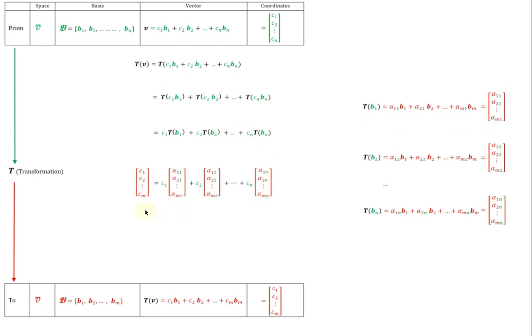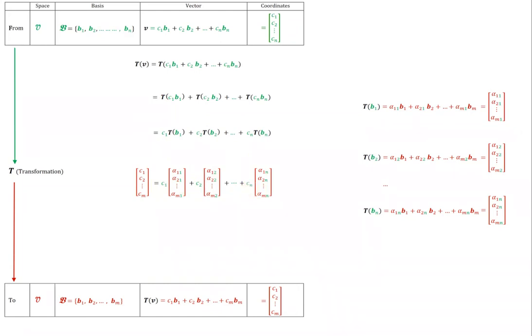We also substituted on the left T of V, that's what we did previously, with the equivalent notation, with the coordinates and weights C1, C2, Cm organized as a column vector. So this is the equation which is equivalent to the equation above. And this is a vector equation. We have column vectors and some green coefficients, C1, C2, and Cn.